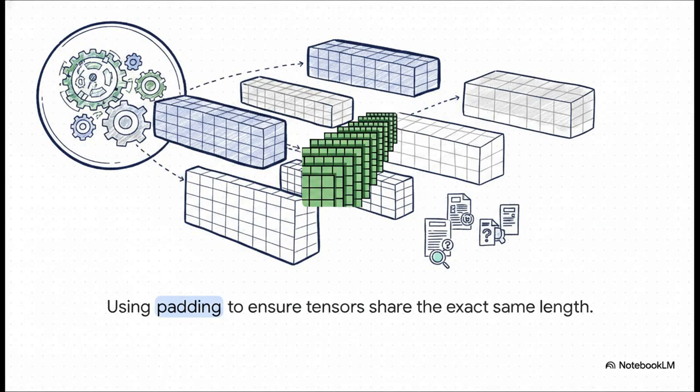Now, the model requires all of these overlapping chunks, or tensors, to be the exact same size when they're fed into the system. But obviously, the very last chunk of a document might naturally be shorter than our 384 token limit. To fix that, we add empty marker tokens. This process is called padding, and it just makes sure every single input fits perfectly into the model's architecture.